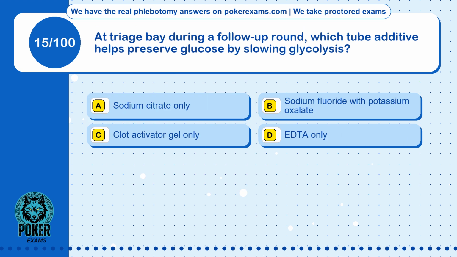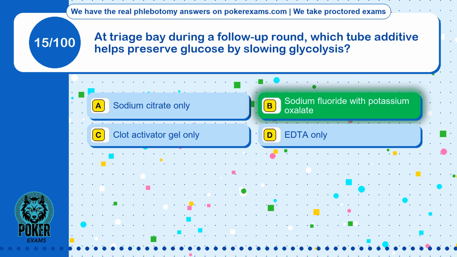Question 15. At triage bay during a follow-up round, which tube additive helps preserve glucose by slowing glycolysis? Option A, sodium citrate only. Option B, sodium fluoride with potassium oxalate. Option C, clot activator gel only. Option D, EDTA only. The correct answer is option B.